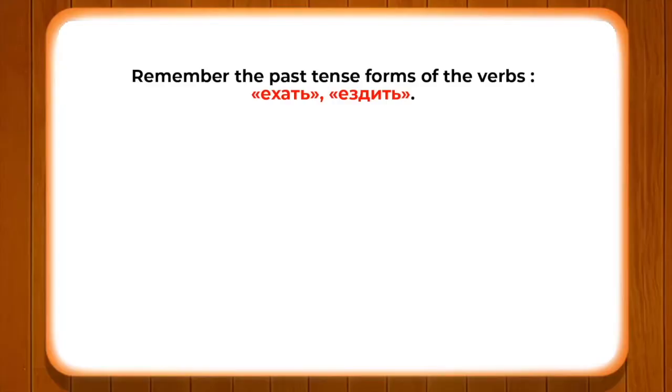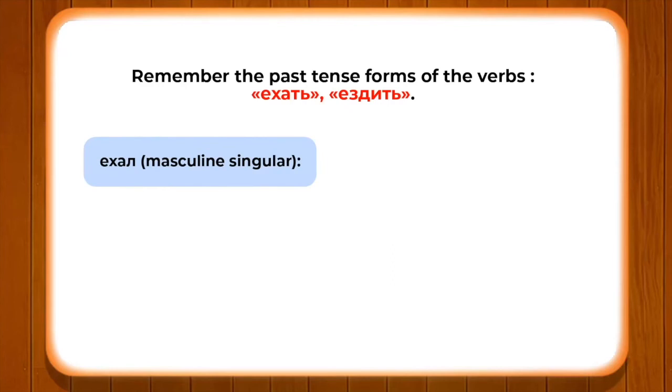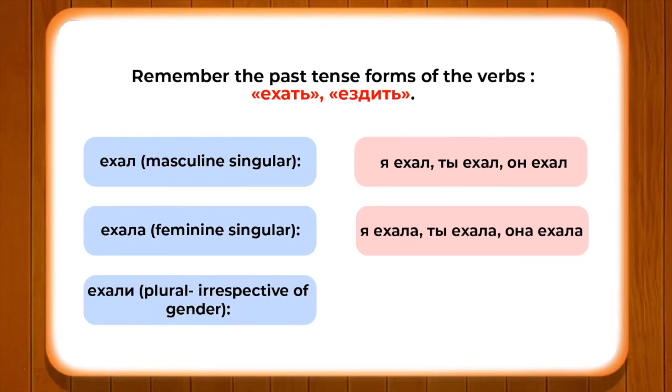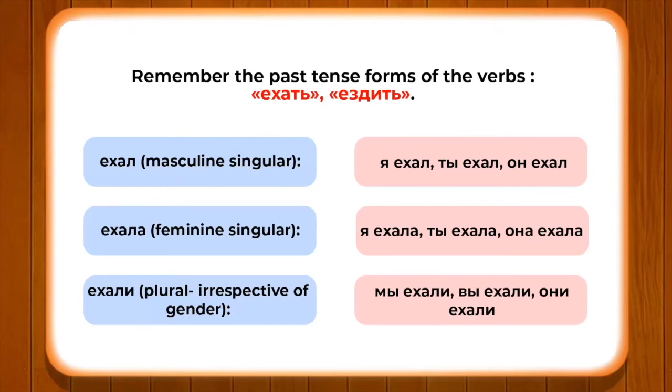Okay, now let's pay attention to the past form of ехать and ездить. So ехать changes into ехал if masculine, ехала if feminine, and ехали if plural. You can also use it with personal pronouns: я ехал, ты ехал, он ехал, я ехала, ты ехала, она ехала, and ехали you can use with мы ехали, вы ехали, они ехали, because all three are in plural form.